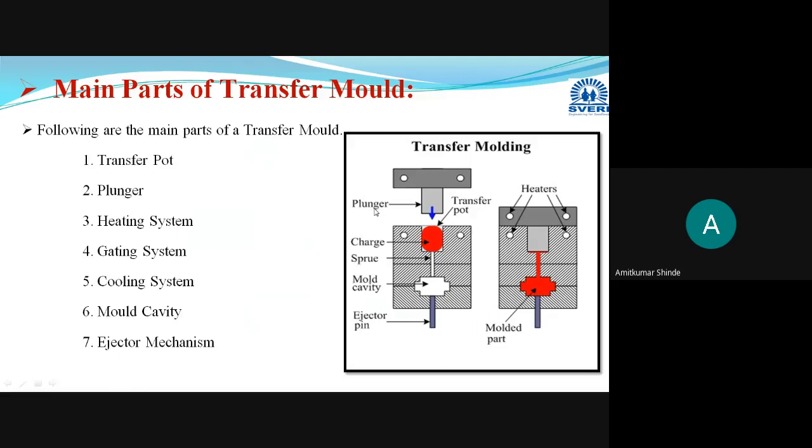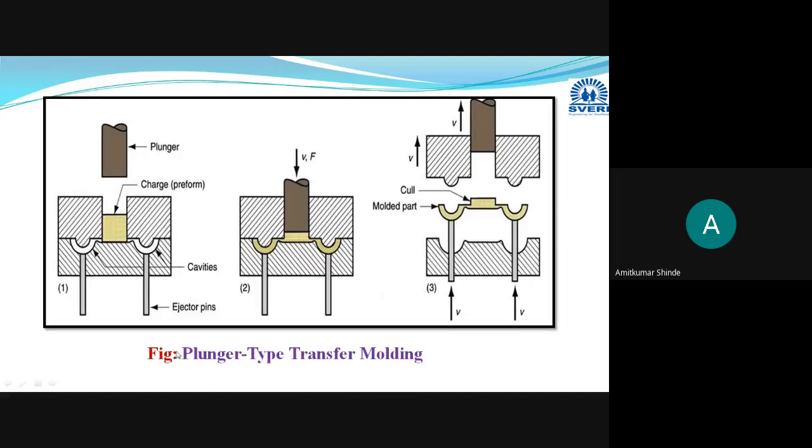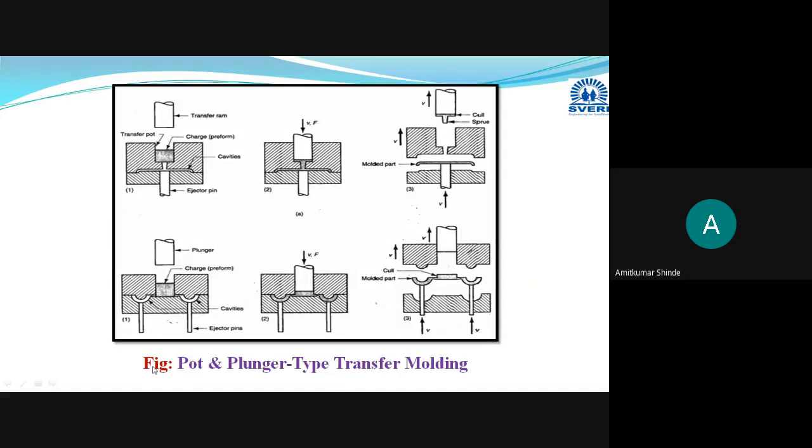Then we have discussed the design of the transfer mold. This is the design of the transfer mold. You have to draw this diagram, indicate the different parts, and mention their functions. Main parts are: transfer pot, plunger, heating system, gating system, cooling system, mold cavity, and ejector mechanism. Then these are the working principles for pot type transfer molding process and plunger type transfer molding process. Then the comparison of pot type and plunger type transfer molding process.